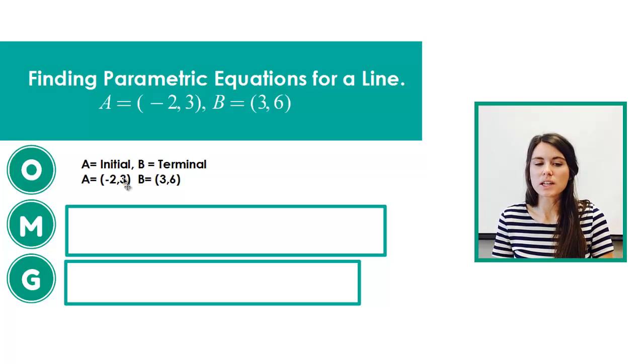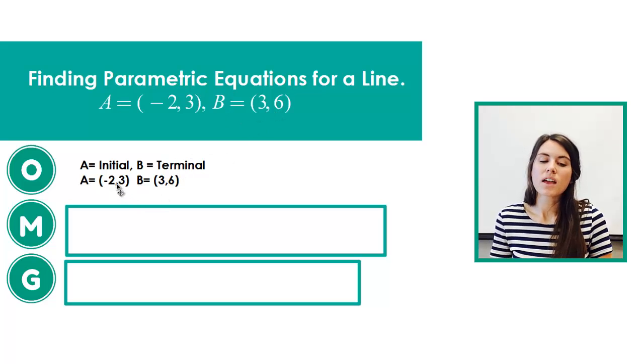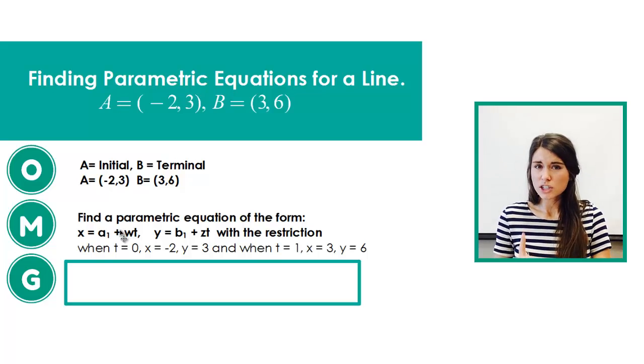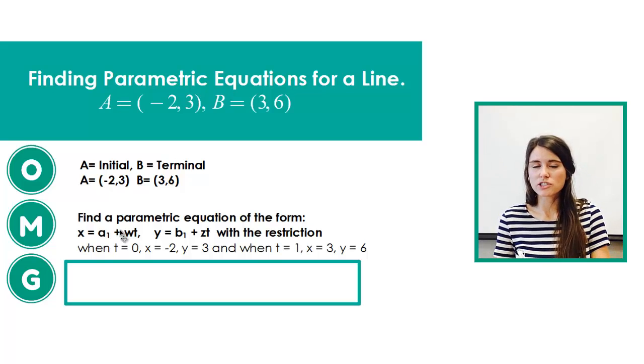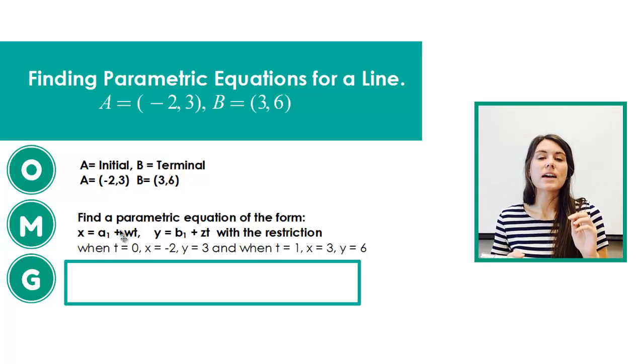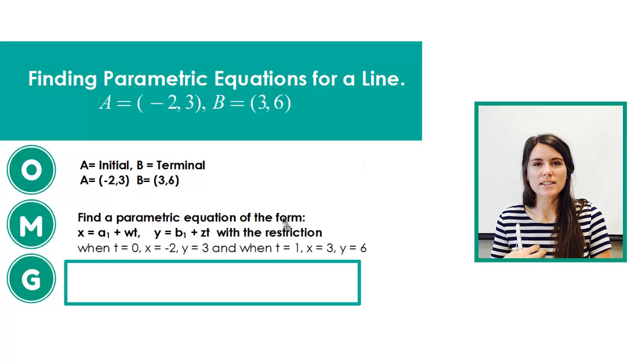So the first thing we need to look at is what's our initial and what's our terminal point. So our initial point in this case is going to be the first given value, which is A, and our terminal point is B. And then we are going to create 2 equations. So a parametric equation means we have x equals something with respect to t and y equals something with respect to t.